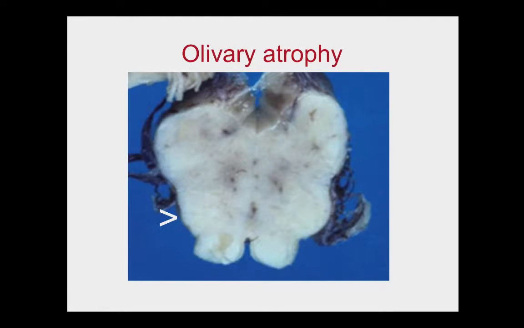This is an example of olivary atrophy. The olives usually bulge out laterally around the edge of the medulla, and then the pyramids, which are the corticospinal tract, are normally partially surrounded by the olive. Here they're dangling down from below.